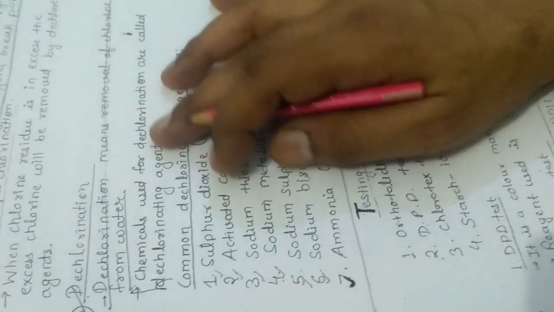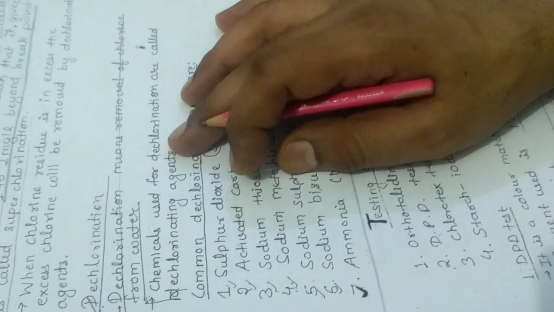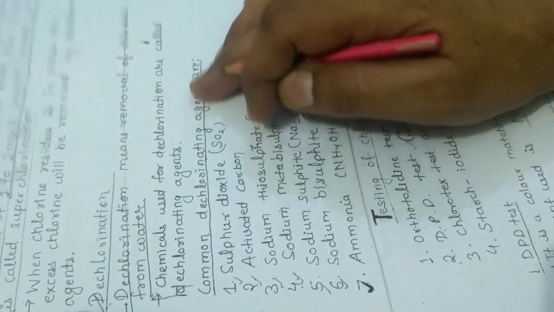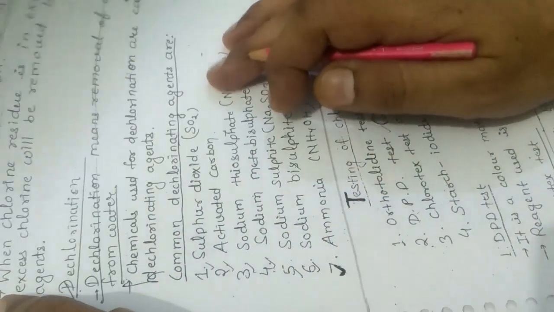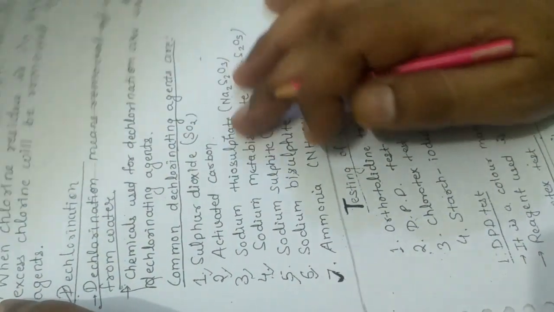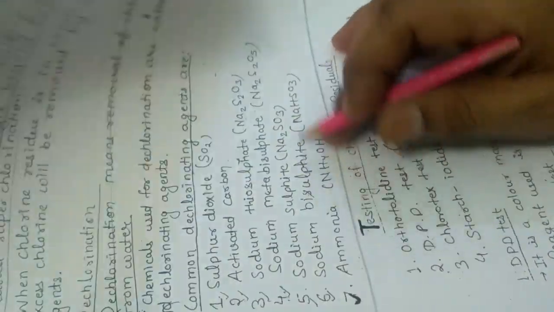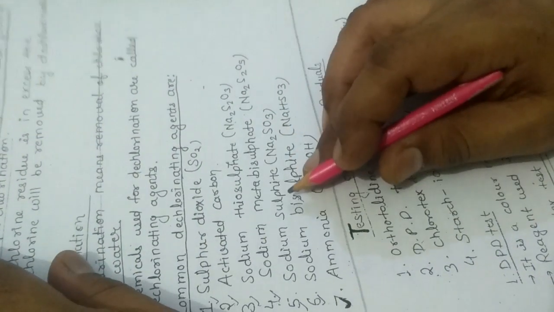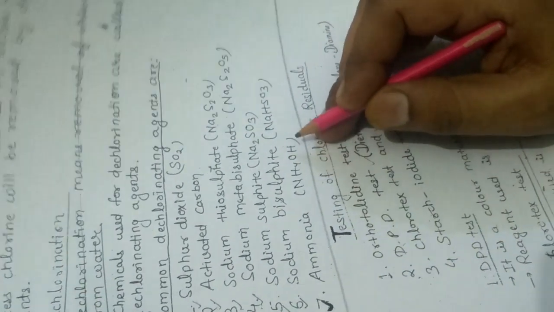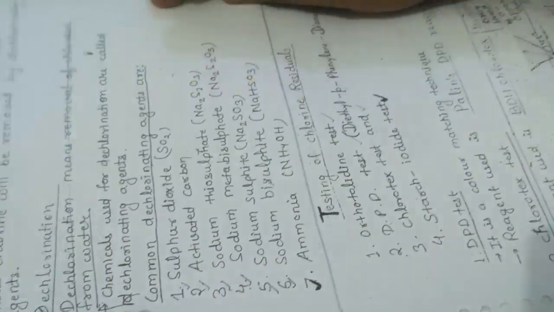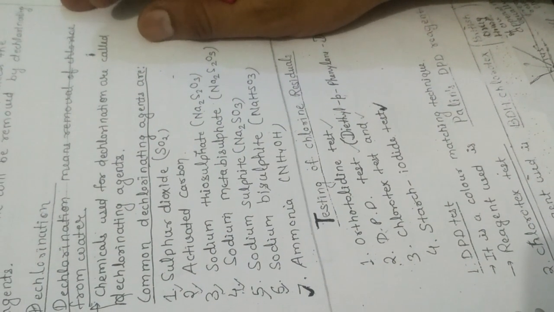And seventh is dechlorination. Dechlorination is the excess chlorine removal process. Chemicals used for dechlorination are called dechlorinating agents. Common dechlorinating agents are sulfur dioxide SO2, activated carbon, sodium thiosulfate, sodium metabisulfite, sodium sulfite, sodium bisulfite, and ammonia NH4OH. So these are the types of chlorination.